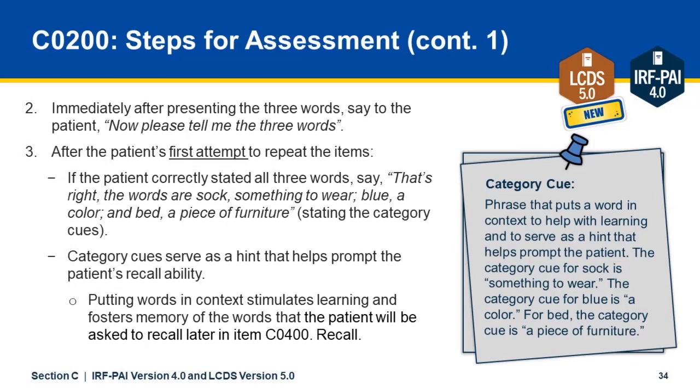Immediately after presenting the 3 words, say to the patient, "Now, please tell me the 3 words." After the patient's first attempt to repeat the items, if the patient correctly stated all 3 words, say, "That's right. The words are sock, something to wear, blue, a color, and bed, a piece of furniture," stating the category cues. Category cues serve as a hint that helps prompt the patient's recall ability. And putting words into context stimulates learning and fosters memory of the words that the patient will be asked to recall in item C0400 Recall.